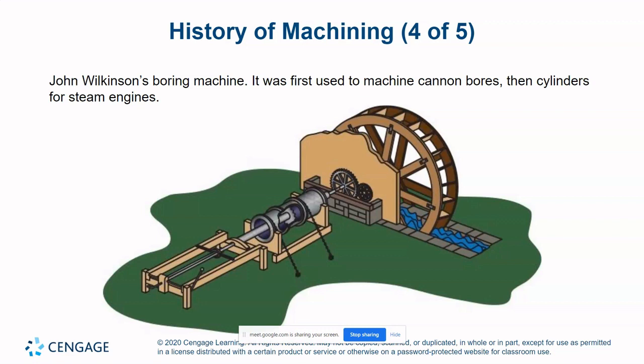John Wilkinson's boring machine. It was first used to machine cannon bores, then cylinders for steam engines. So here we have the progression. We have our water wheel in some sort of water as it's going. Everything's cranking over. And then finally we have our arbor essentially going into the cannon to bore it out to an exact size. Because with things like cannons that are designed to hold pressure, the better bore you have, the tighter seal, the more accurate you are, the better results you're going to have as far as firing goes.